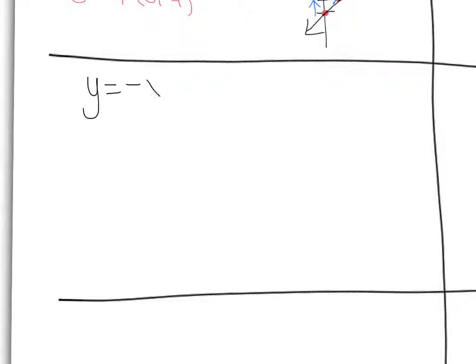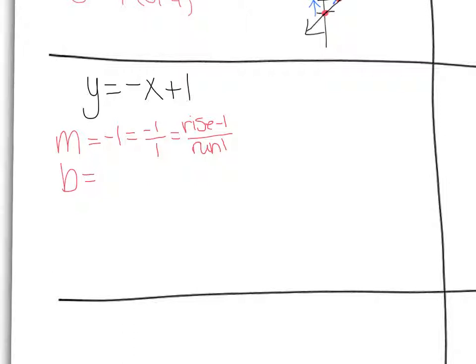Y equals -x plus 1. Okay, is it in y equals? Well, it sure is. Y is all by itself, so I can identify my slope and my y-intercept. When I'm looking for my slope, once again I notice that there's no coefficient in front of x, so it's a 1, but this is also a negative x, so my slope is going to be a -1, or -1/1, and interpreting this as slope, we're going to rise -1, run 1. My y-intercept is at 1, or at 0, 1.